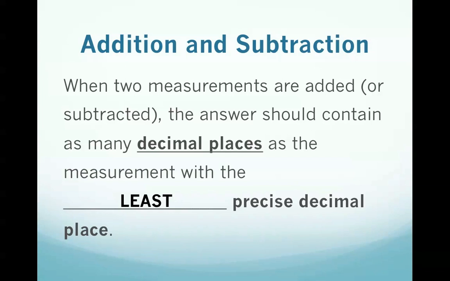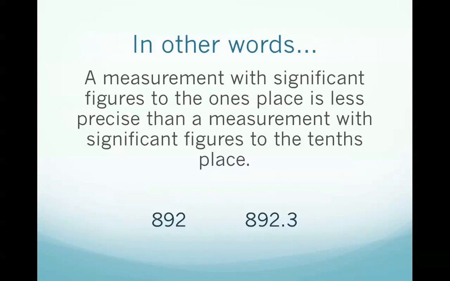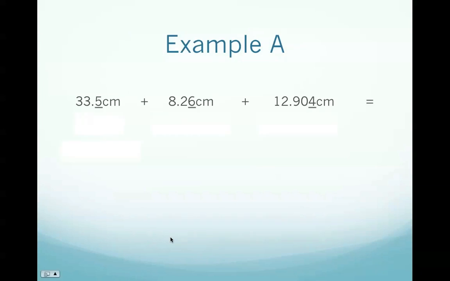When you are adding or subtracting, the answer should contain as many decimal places as the measurement with the least precise decimal place. So if I look at two numbers, the tenths place is more precise than the ones. So 8.9 has a greater amount of precision in the tenths than 2.3 does in the ones. Here in example A, I'm working with three values of length. One is measured to the tenths, the hundredths, and the thousandths.